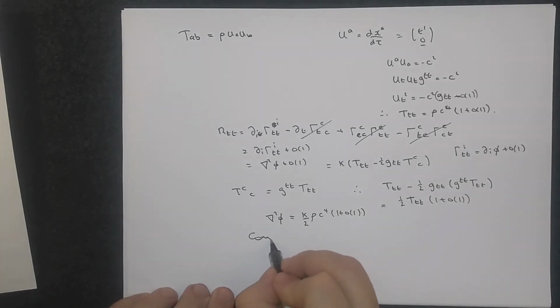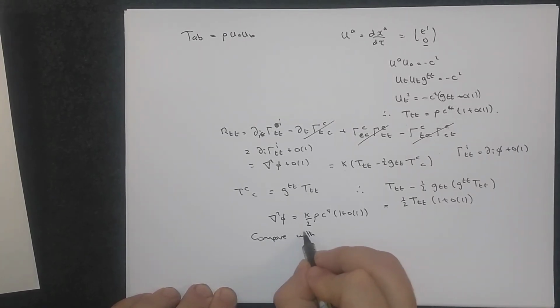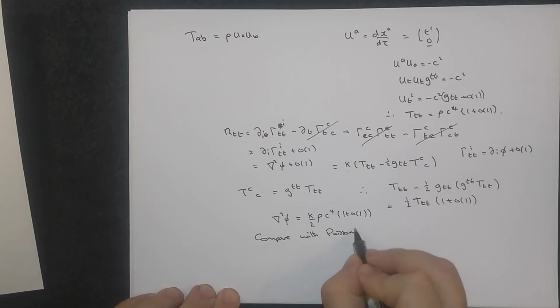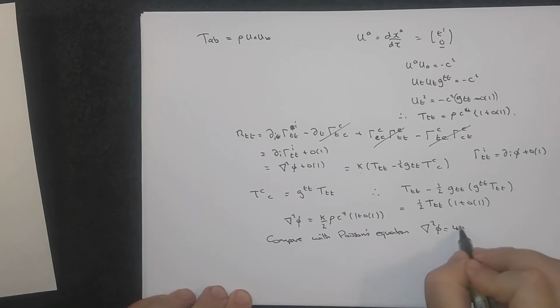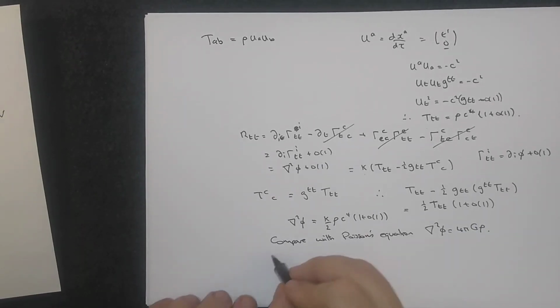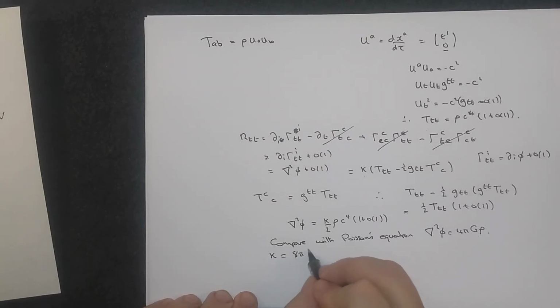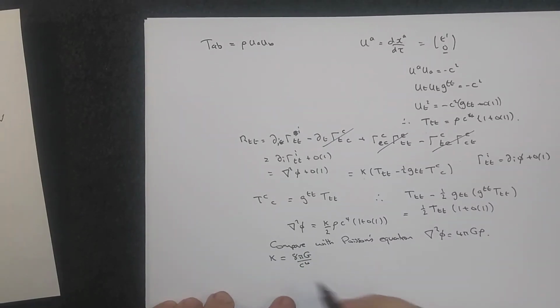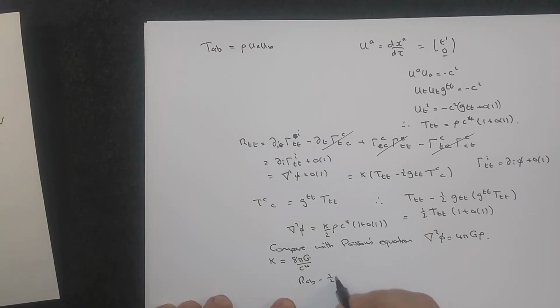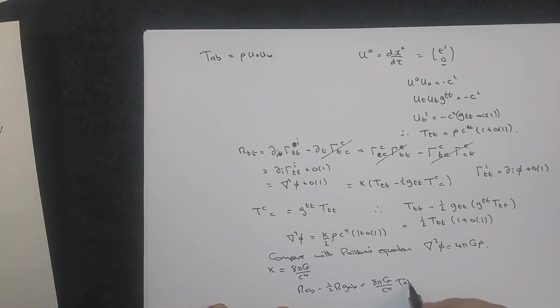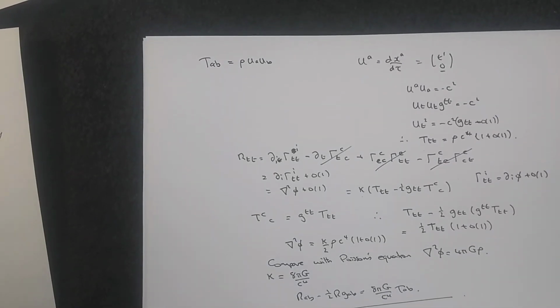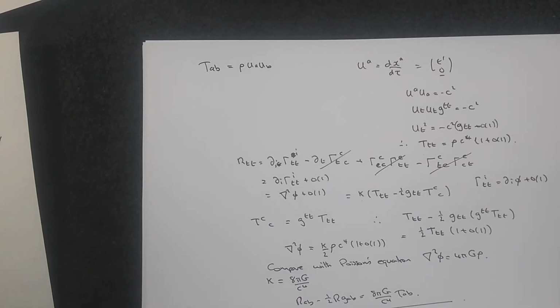Compare this with Poisson's equation. So del squared phi is 4 pi G rho. We have consistency provided we take kappa to be 8 pi G over c to the 4. And thus we have R_AB minus a half R g_AB is 8 pi G over c to the 4 T_AB, which is Einstein's equation. In the limit of weak field, non-relativistic motion, we get consistency with Newton's theory of gravity.